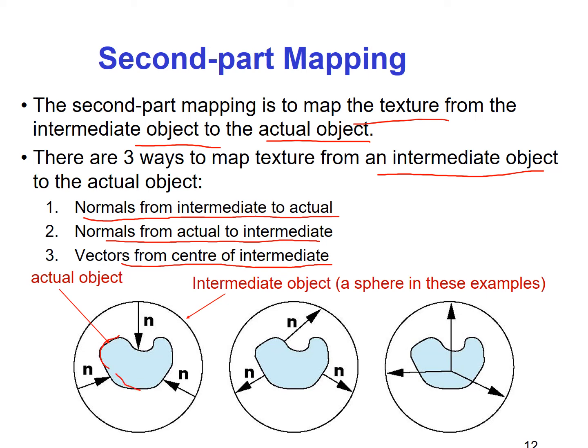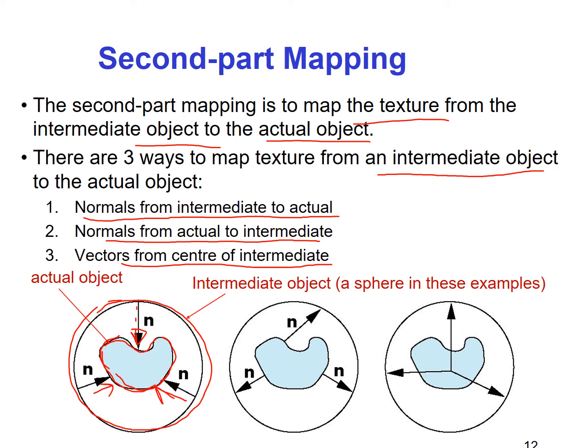Here we have the actual object, which is of course not a perfect cylinder, but we have modeled it with a cylindrical shape, and we are drawing normals from the cylinder to the object. Normals from the intermediate object to the actual object. I have a normal here as well.